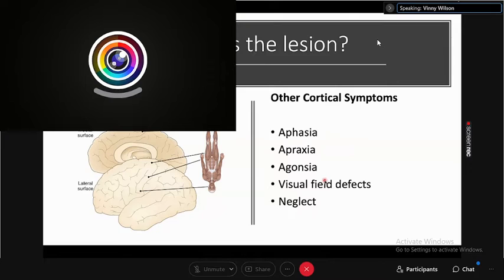Similarly, if the patient has forgotten how to recognize a familiar object, for example, what a pen is, or what a familiar person looks like, this is referred to as agnosia. This also can point to a cortical origin of a hemiparesis. Similarly, if the patient has a visual field defect, for example a hemianopia, then again this points to a cortical origin of a hemiparesis.